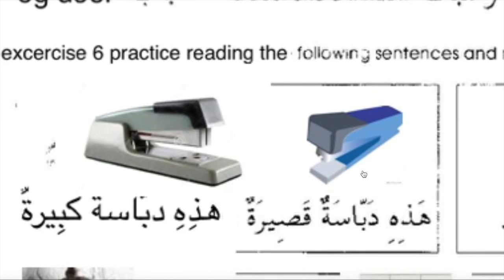How do you say, "This is a stapler"? Stapler is dabbasatun. This is feminine, so we have to use the right pointer: hadihi. Hadihi dabbasatun. One is short and one is big. Short means qasiratun because it is feminine. So hadihi dabbasatun qasiratun. Now what do we put here? If it is feminine, is there anything else? No, you just put wa. So we say hadihi dabbasatun qasiratun wahadihi dabbasatun kabiratun.